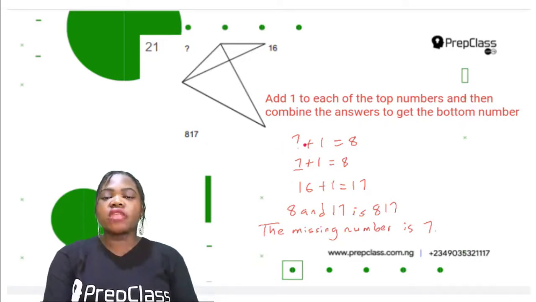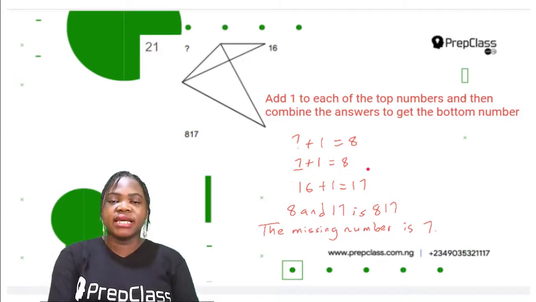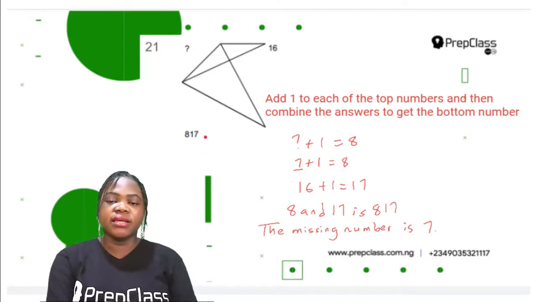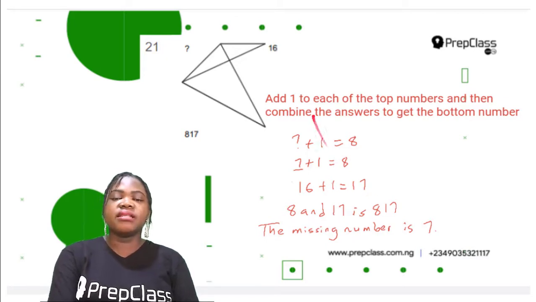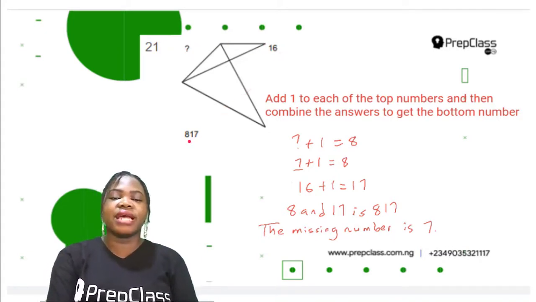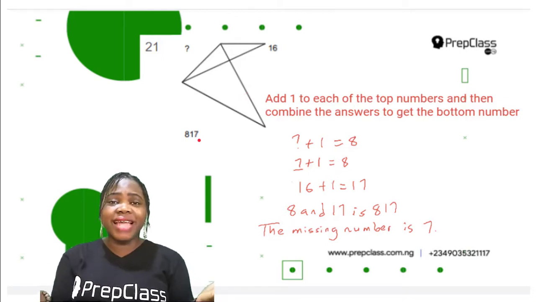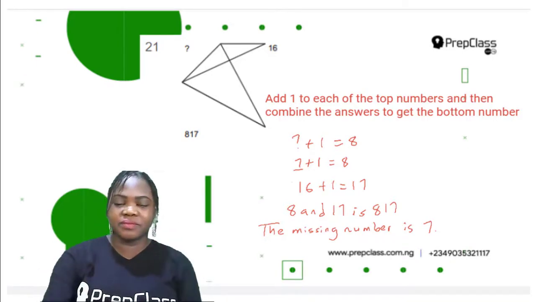Okay, so what number plus 1 would give 8? Of course, 7 plus 1 would give 8. Then the second top number is 16. 16 plus 1 would give the 17 here. So we have 8, 17. So this means that when we combine 8 and 17 together, we'll get 817. So the missing number here is 7. 7 plus 1 is 8. 16 plus 1 is 17. Then when you combine 8 and 17 together, you get 817. So you can see that that's very easy. So that's the answer. So the missing number here is 7.